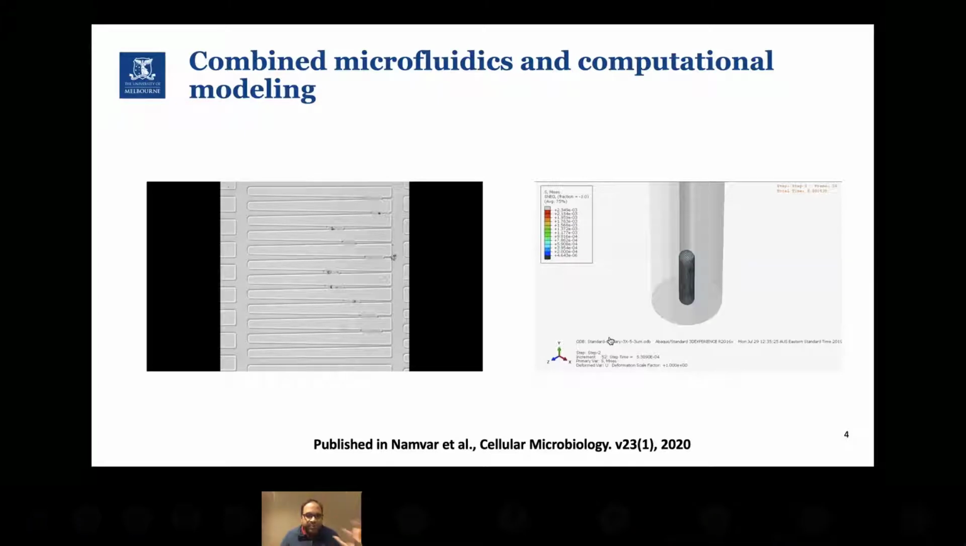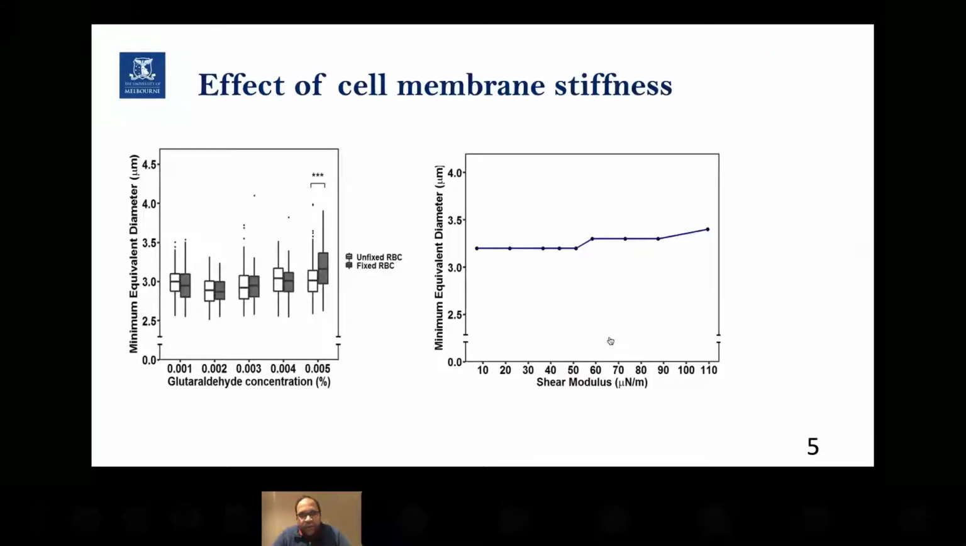So now what we could do with the experimental data of red blood cells going through narrow channels under different conditions, and with our biomechanical computational model, is understand which one is more important, surface area or stiffness. So I'm going through this very quickly here just to give you an overview.